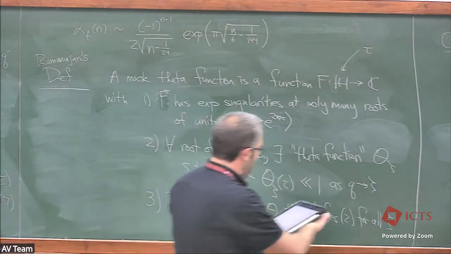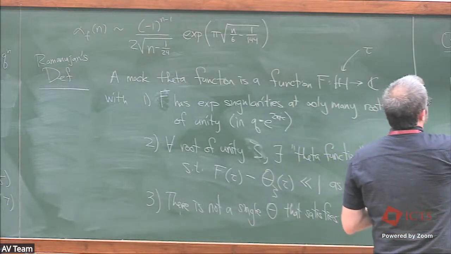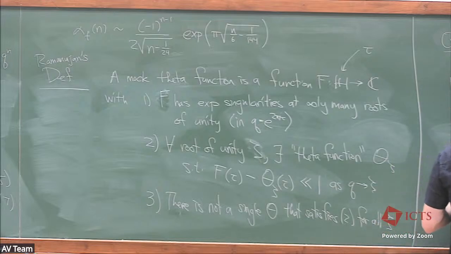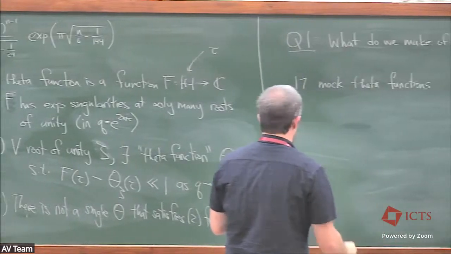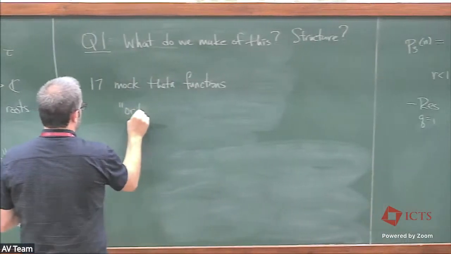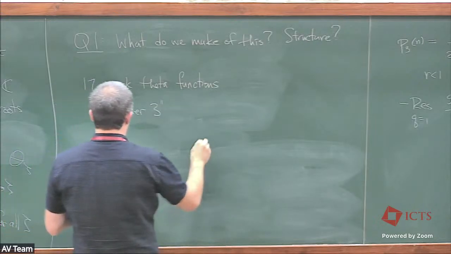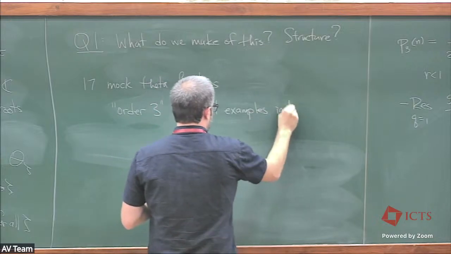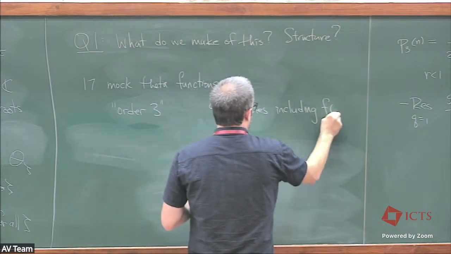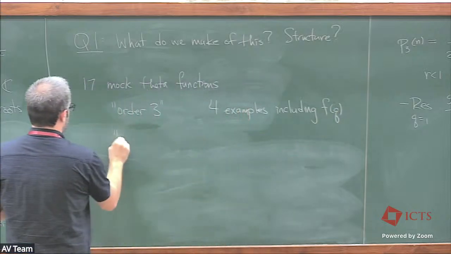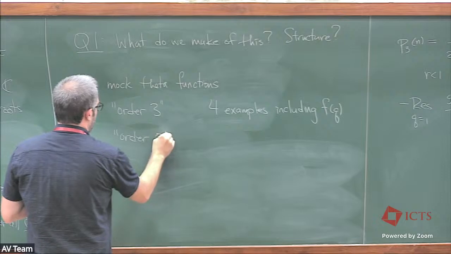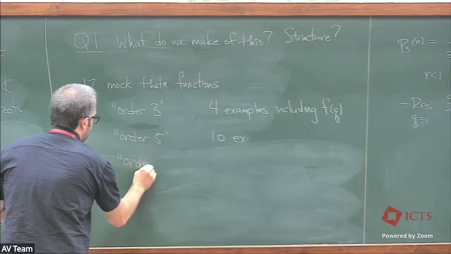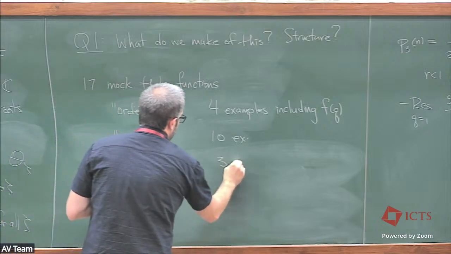Okay, so let's talk about the other mock theta functions. There are 17 mock theta functions, at least in the last letter. And they are in 3 orders. So there's order 3, and there are 4 examples, including f of q and some others. There are some that are called order 5, and there are 10 examples there. And then there are some order 7s, and there are 3 examples.